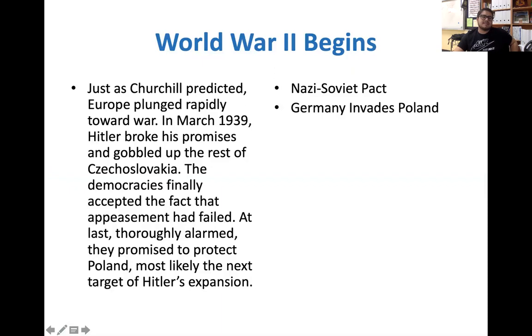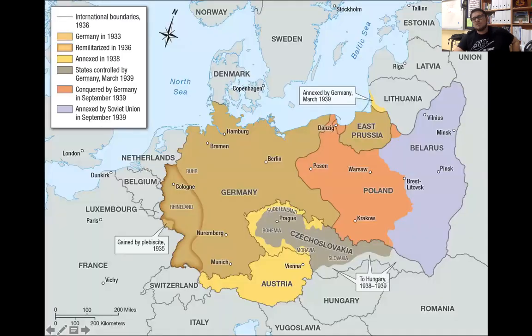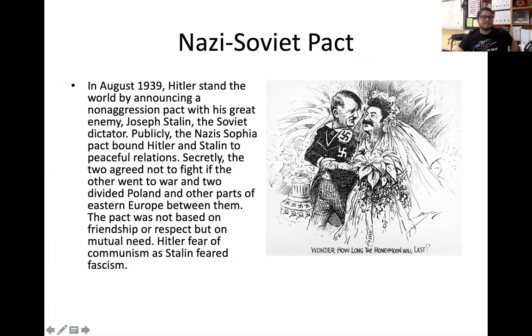The democracies finally accepted the fact that appeasement had failed. At last, thoroughly alarmed, they promised to protect Poland, most likely the next target of Hitler's expansion. So what's going to happen with Poland is that finally France is going to start putting troops into Poland. England is going to start putting troops into Poland. They're going to start giving them money. They're going to start giving them aid because they know more than likely that's Germany's next target.